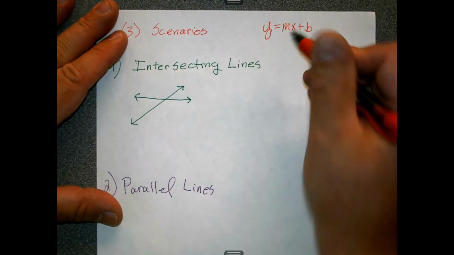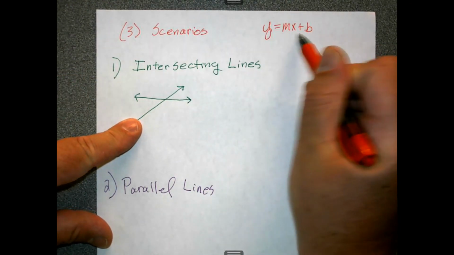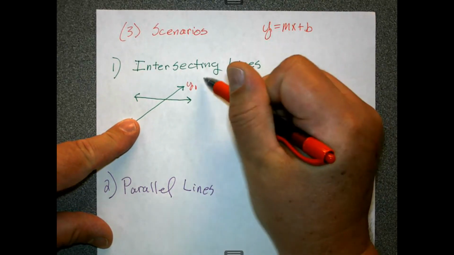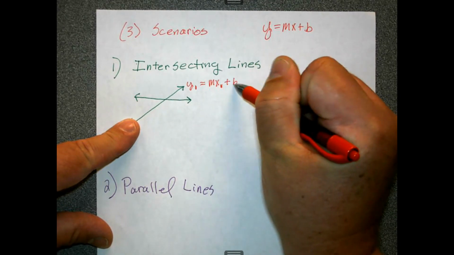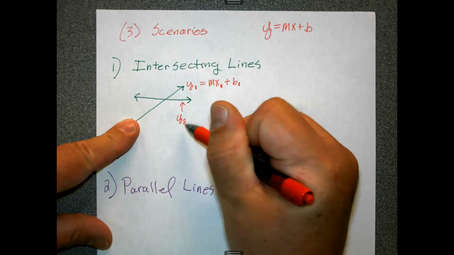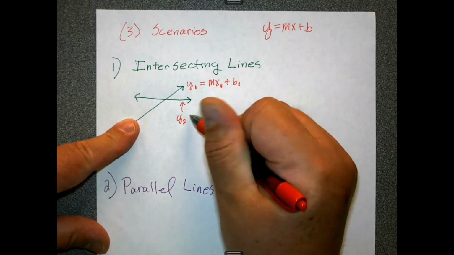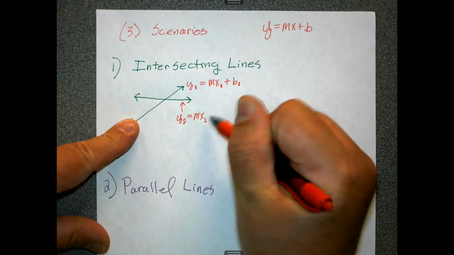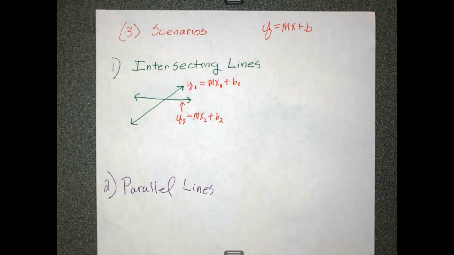Say this is the equation for this line. Now remember, we've been working with equations of lines, right? Say this equation is y sub 1 equals m x sub 1 plus b sub 1. And the equation for this line is y sub 2, and I'm using different subscripts, right? So it's telling you these two lines have different equations. So y sub 2 equals m x sub 2 plus b sub 2. So each one of these lines has an equation.